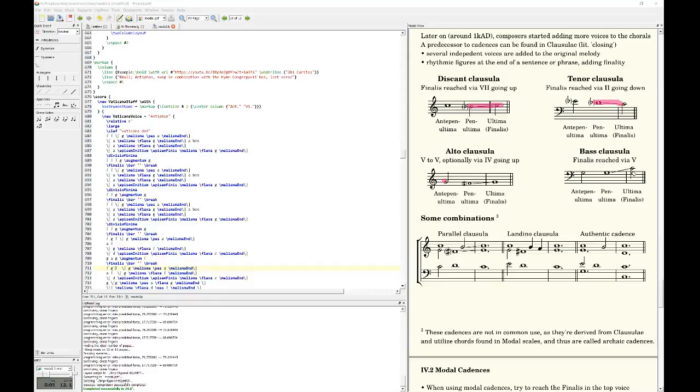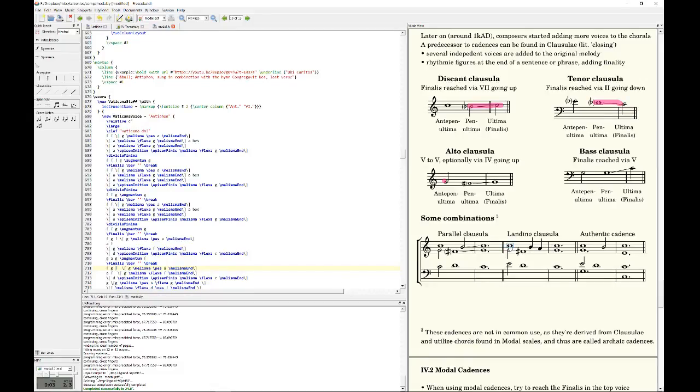And if you have multiple voices and each voice uses a different clausula, you get something that's very similar to a cadence. For example, if we put a discant clausula into the soprano voice, an alto clausula into the alto voice, and a tenor clausula in the tenor voice, we get the so-called parallel clausula, which sounds like this. Well, still not very pretty, but better than what we had before.